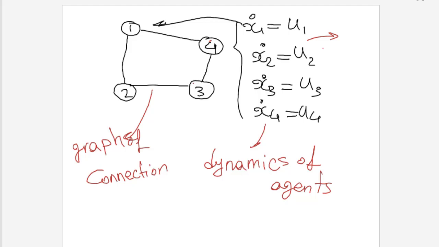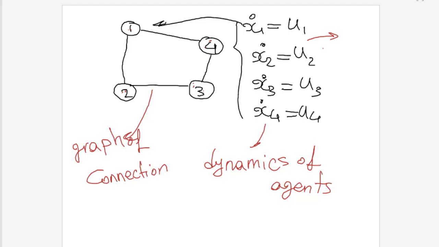The first robot is connected to the second robot. The first robot is not connected to the third robot. The first robot is connected to the fourth robot. The second robot is connected to the first and third robots. The third robot is connected to the second and fourth robots.